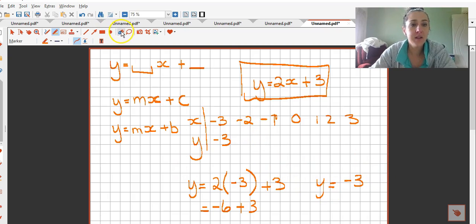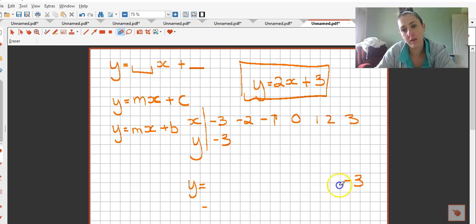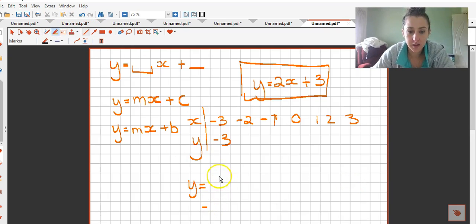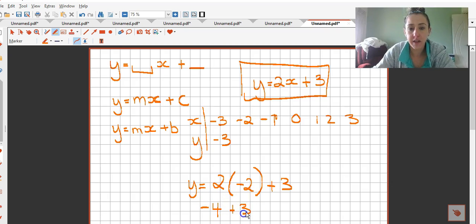All right? Then if we go to our -2 value, again, 2 multiplied by -2 plus 3. So 2 times 2 is 4, and we take our negative, because a negative times a positive is a negative, so -4, plus 3 will give us -1. Okay? And we keep making those changes and we can plot it.